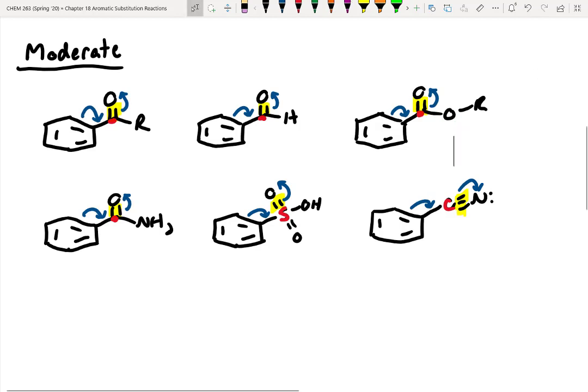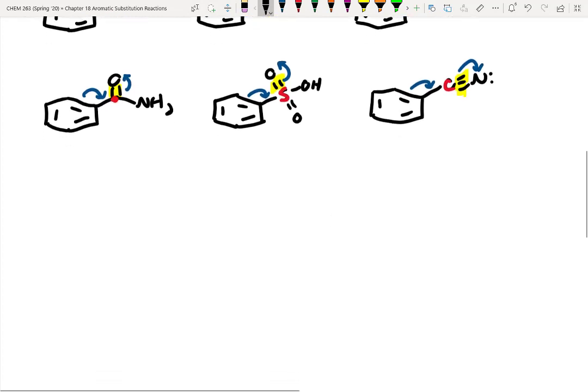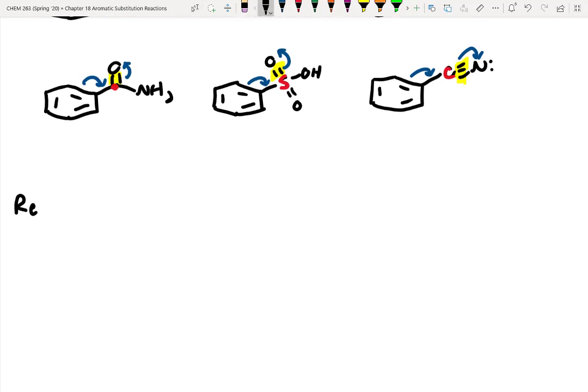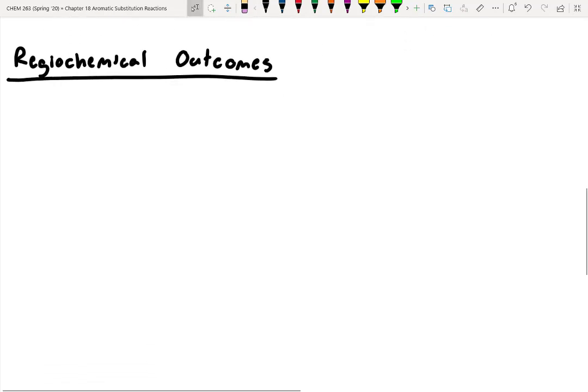All right. Last but not least, we'll look at regiochemistry, and then we'll actually skip back to our weak deactivators because the weak deactivators are kind of an odd exception. So let's take a look at regiochemical outcomes. That is basically asking if we have a deactivating group, are we going to get ortho, para, or meta substitution at the end of this reaction?